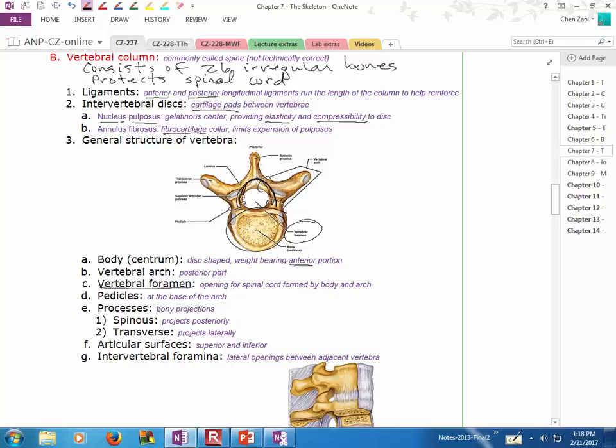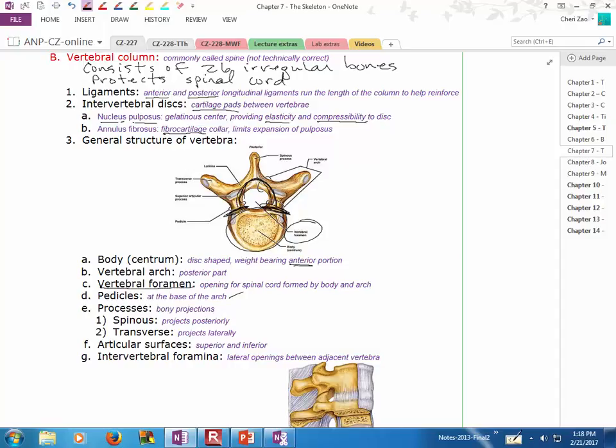And this is where the spinal cord is passing through. Pedicles are like your feet, and you get a pedicure, right? So pedicure, pedicles, your feet, and this is where the arch stands on the body. So in our notes here it says at the base of the arch. And so what they're talking about is really this attachment point of the arch to the body. That's the pedicles. And then processes are our bony projections.